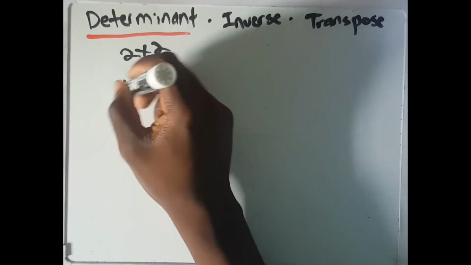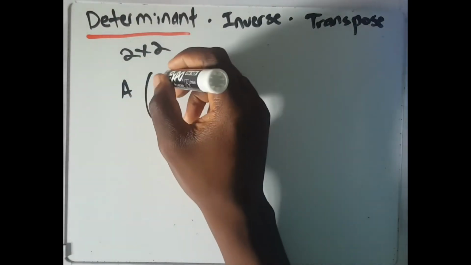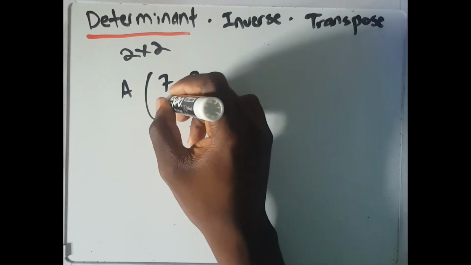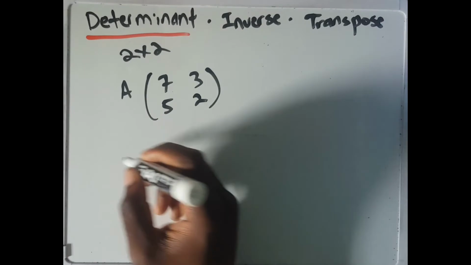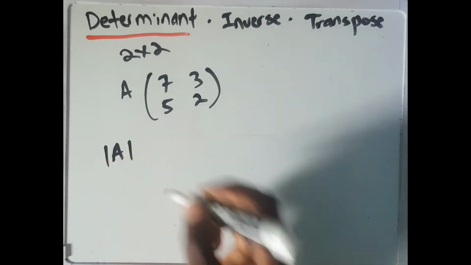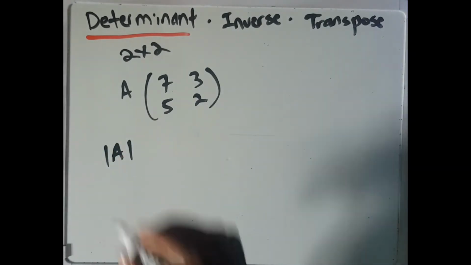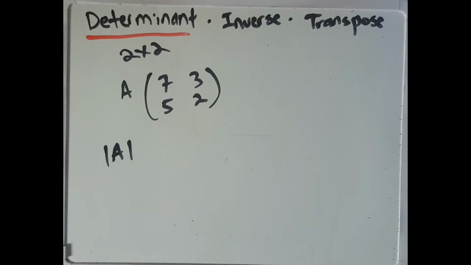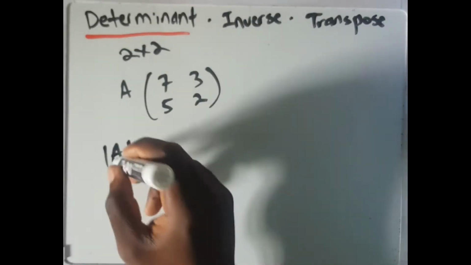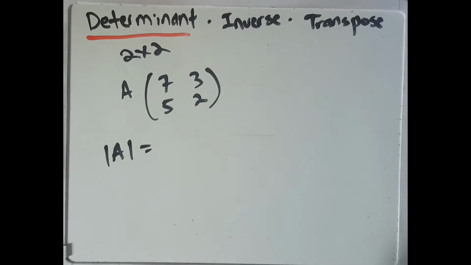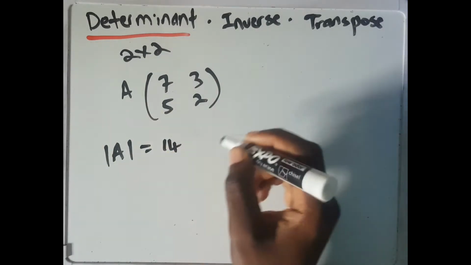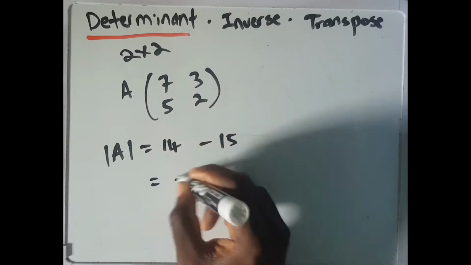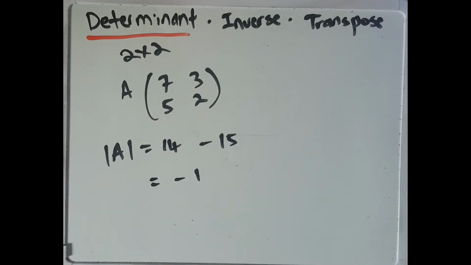I have my matrix A and I have 7, 3, 5, 2. So I'll have for my determinant, the determinant of my matrix A. If you see this in a book, it is just asking for the determinant of whatever matrix is inside. So 2 times 7, or 7 times 2, 14 minus 15, negative 1. So the determinant for this would be negative 1.